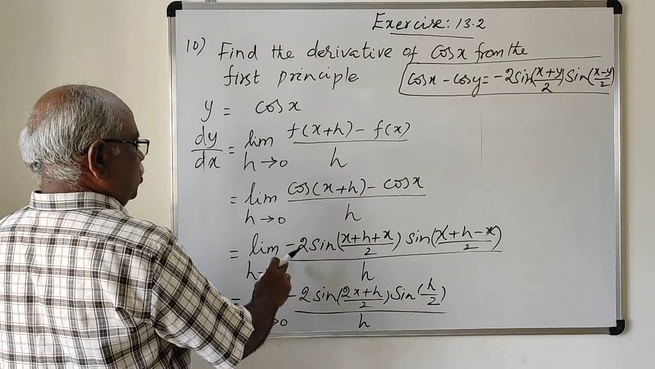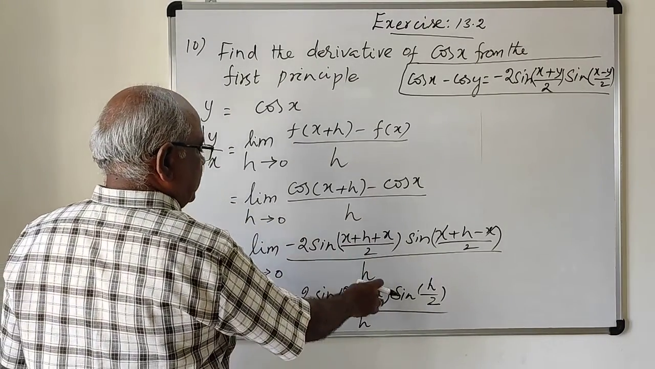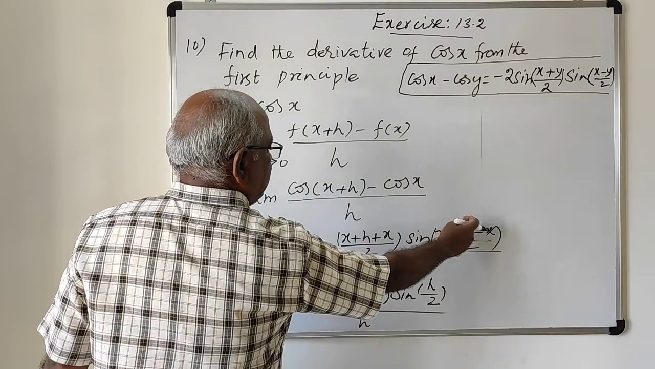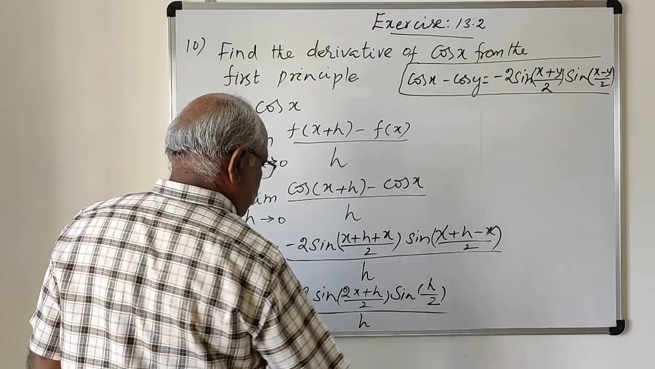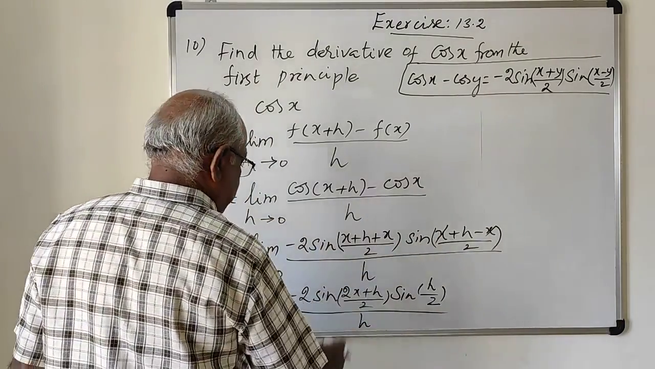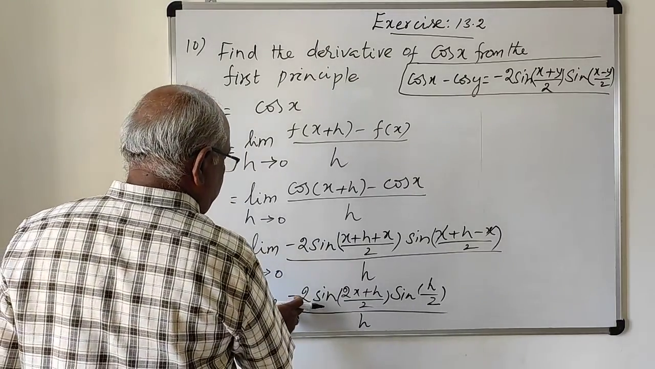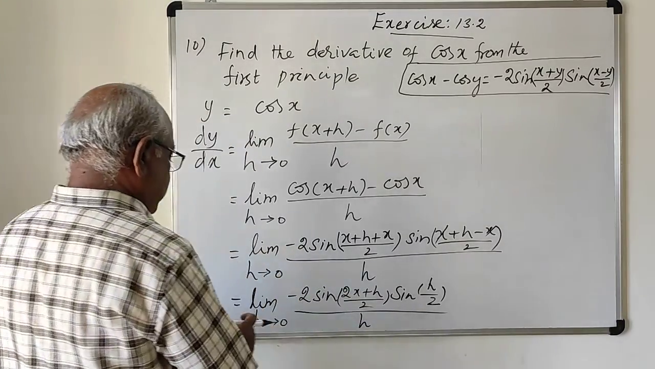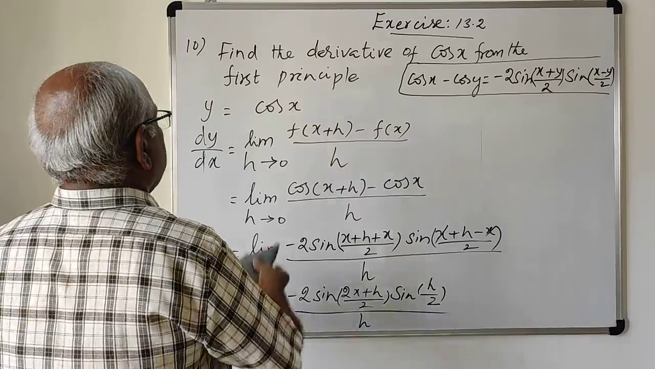So limit h tends to 0, minus 2 sin of (2x plus h) by 2 into sin of (x plus h minus x), which cancels, you will get only h by 2, the whole divided by h. Again you bring this numerator 2 to the denominator. The next step.